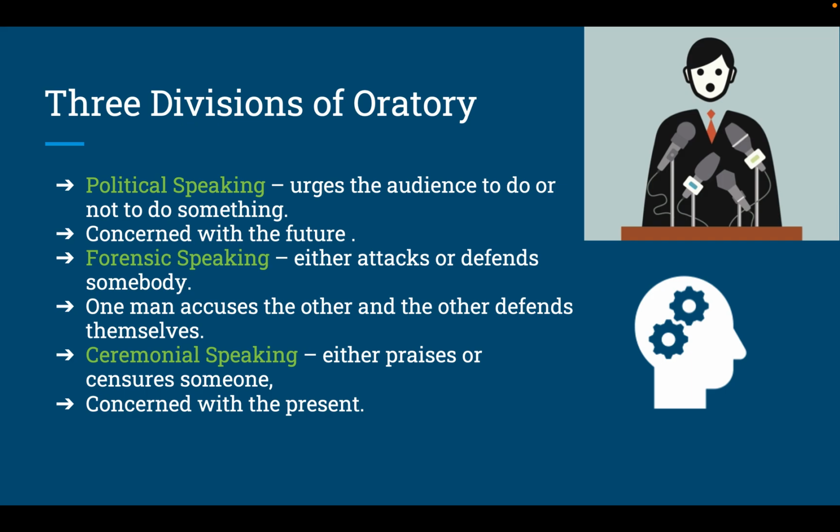Next, forensic speaking, which either attacks or defends somebody. It includes one man accusing the other and the other defending themselves. An example would be speakers in law courts, which are there to defend or attack somebody against a crime. Last one is ceremonial speaking, which either praises or censures somebody. An example would be funeral orations, which honor those killed in battles, which is popular in Greece.